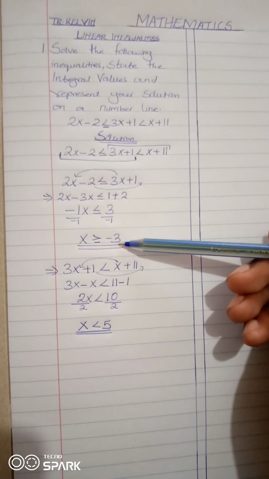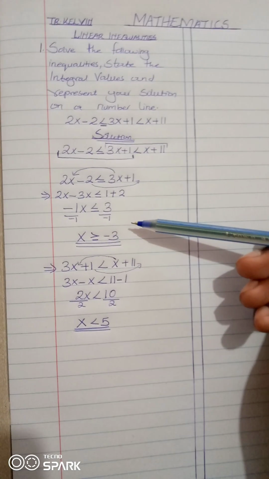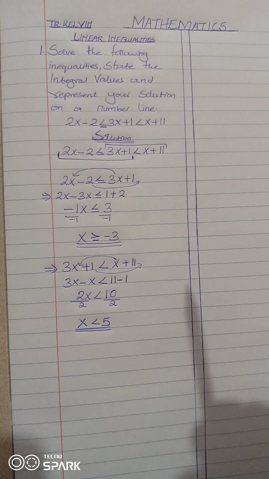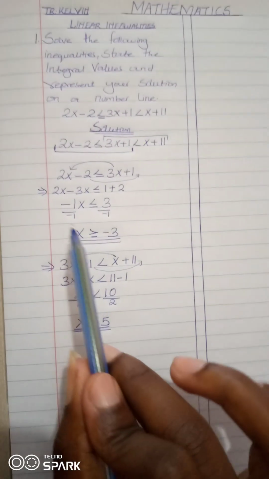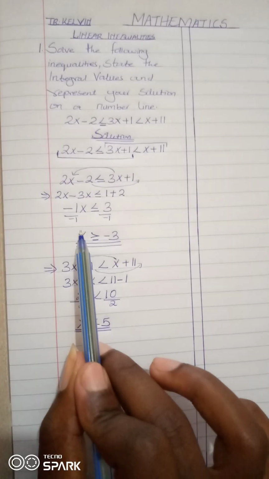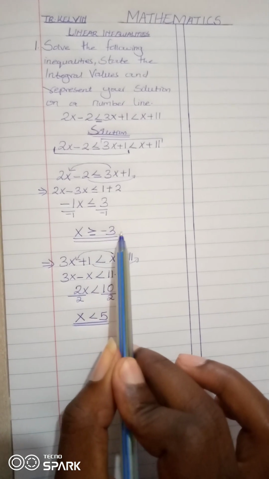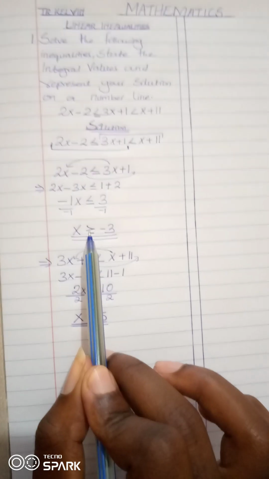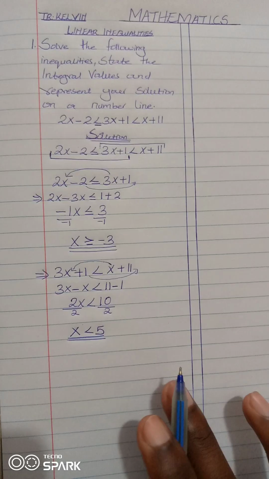Always start with the one that says x is greater than a number, or a number is less than x. That is what you start with when forming a compound statement. I repeat, you'll start with the solution that has x. The one that says x is greater than a number, or the one that says the number is less than x, that is the one that you start with. Now, you'll start with x is greater than or equal to negative 3.